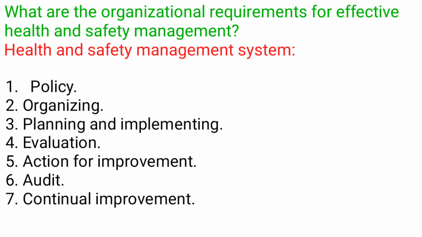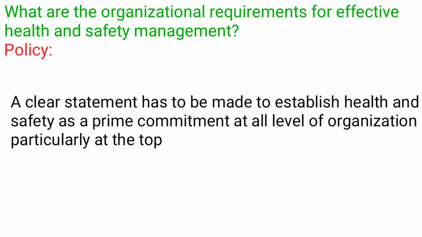What are the organizational requirements for effective health and safety management? Health and safety management system. 1. Policy. 2. Organizing. 3. Planning and implementing. 4. Evaluation. 5. Action for improvement. 6. Audit. 7. Continual improvement.